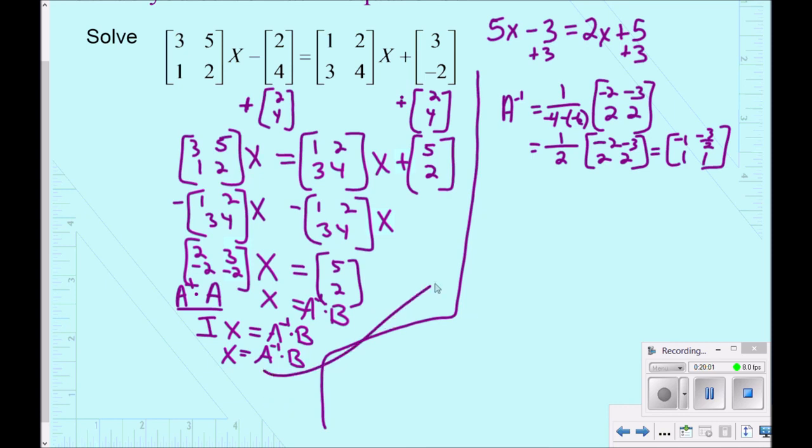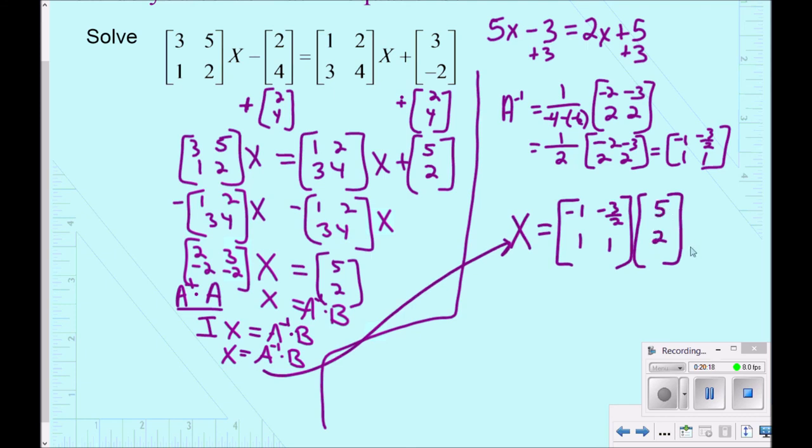So back to my equation here. X is equal to A inverse, which we just got, -1, -3/2, 1 and 1, times B, which was 5, 2. So let's go ahead and do that. So we have a 2 by 2 times a 2 by 1, which is a 2 by 1. First row, first column. -1 times 5 is -5. -3/2 times 2 is -3. -5 minus 3 is -8.